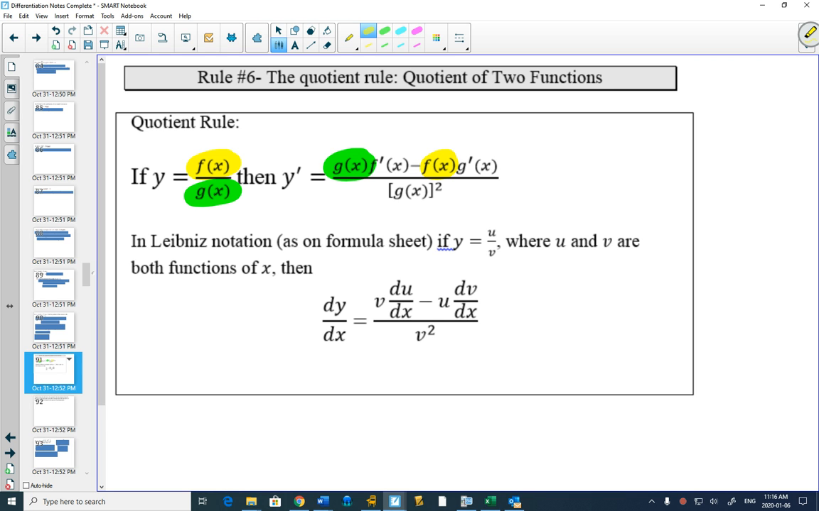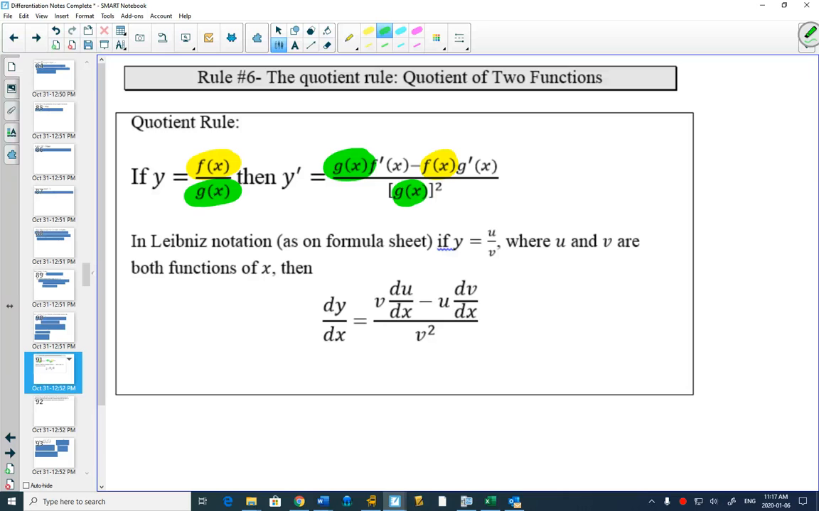So initially, it's very similar to the product rule. Product rule was keep one the same, derivative of the other one, and then you add, keep the other one the same, derivative of the other one. So we've got sort of that same thing happening on the top, but in the quotient rule, whatever is in your denominator stays in your denominator and also gets squared.